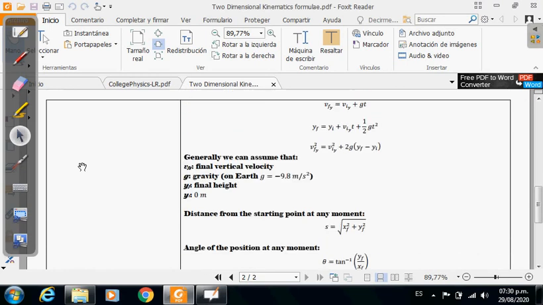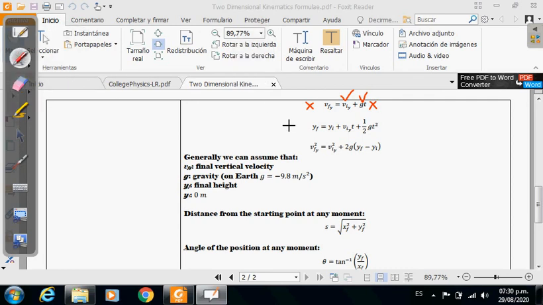What about the vertical motion? Okay, we don't have the final vertical velocity. We do have the initial vertical velocity, which we just calculated recently. It was 0. We have the gravity, but we don't have the time. Another formula that won't work for us.